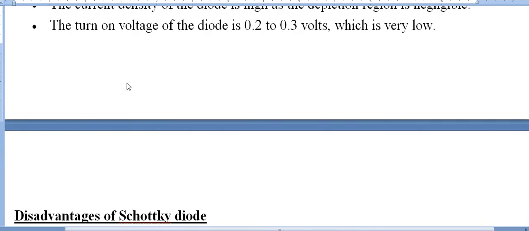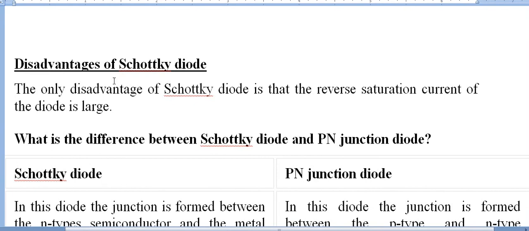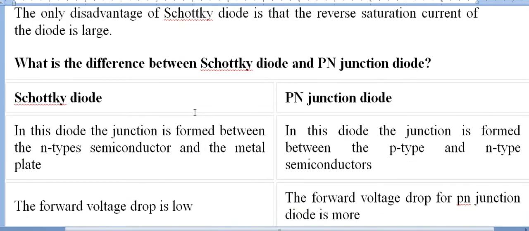Now let us discuss the disadvantage of this Schottky diode. The only disadvantage of Schottky diode is that the reverse saturation current of the diode is large. So this is the only disadvantage of Schottky diode, that reverse saturation current is large as compared to the simple p-n junction diode. Now let us differentiate the Schottky diode from the p-n junction diode.